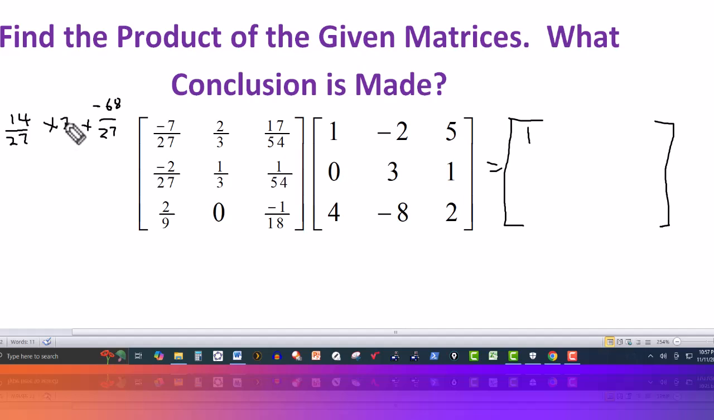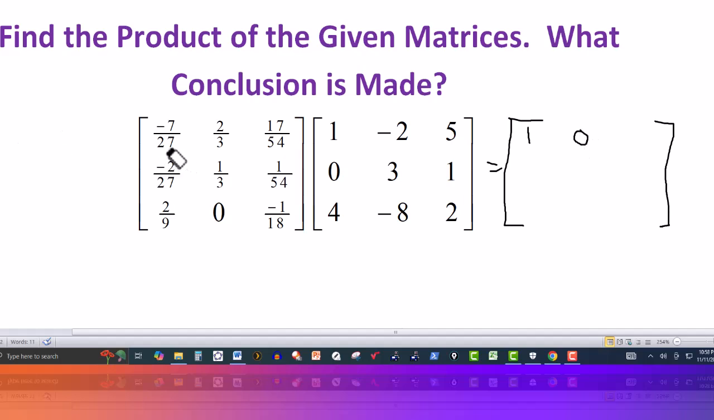And then this 2 here, let's get the same denominator, so let's multiply by 27 here. Put 2 over 1, multiply by 27, and this will be a 54 over 27. So this is replacing the 2 there. And then 14 over 27 and 54 over 27 is 68 over 27. We have a minus 68 over 27 here. So this comes out to 0. So this component here in the second row is 0.